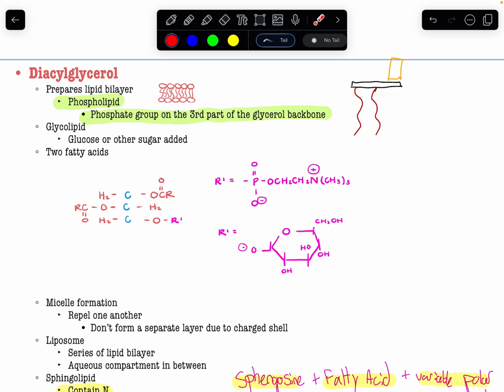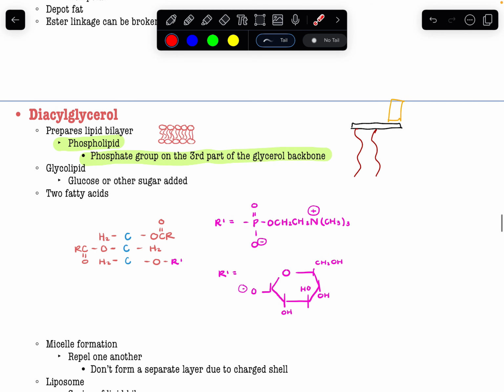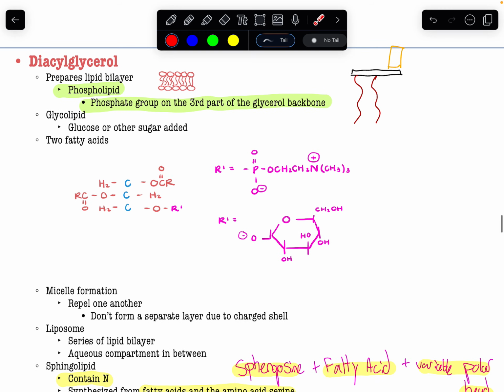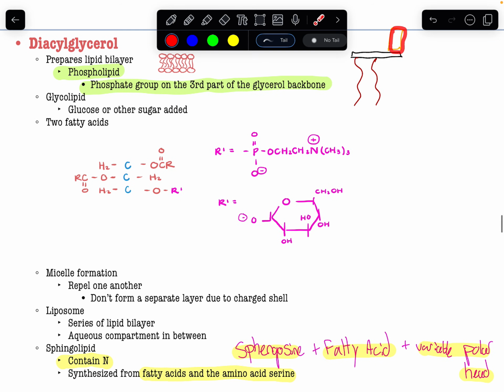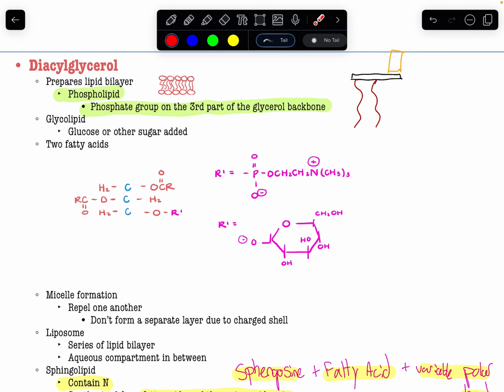However, we have a couple subcategories of diglycerols. We have phospholipids, which you guys can probably remember. These are in our plasma membrane. Phospholipids contain 2 fatty acids bound to a glycerol backbone, but also have a phosphate group bound to the other binding site on that glycerol backbone. That's what helps create phospholipids. We have glycolipids, which I believe is the same concept, just a sugar added to that binding site instead of a phosphate.